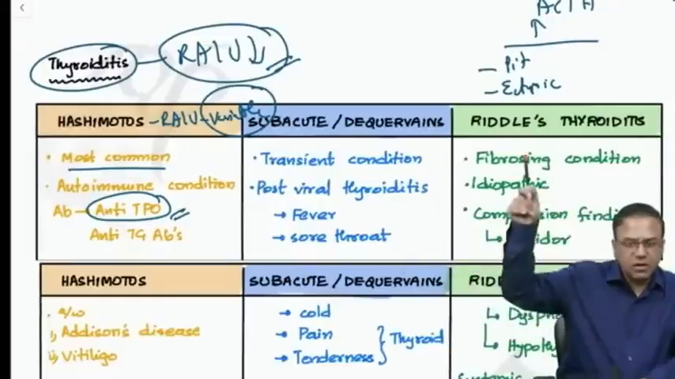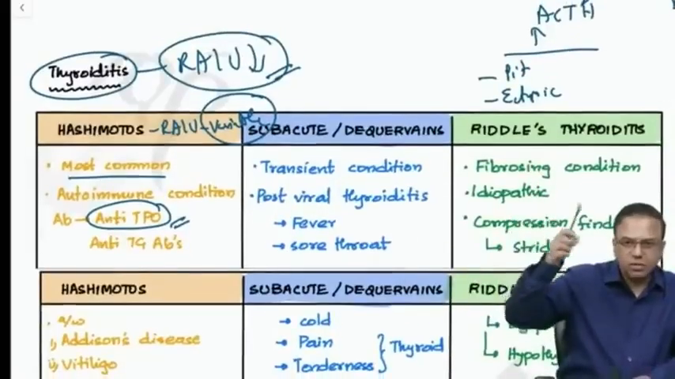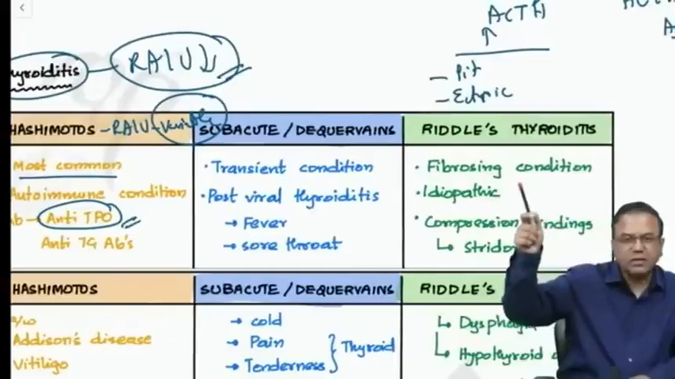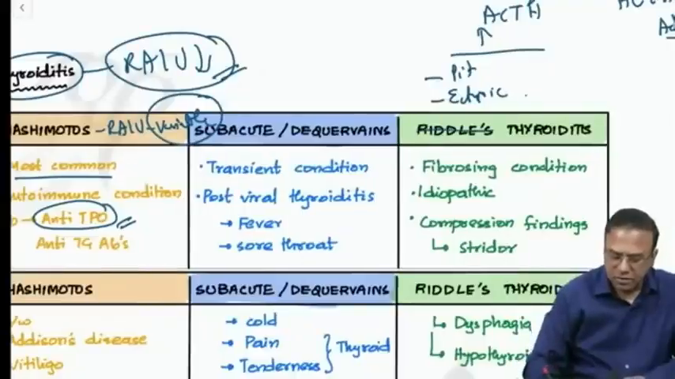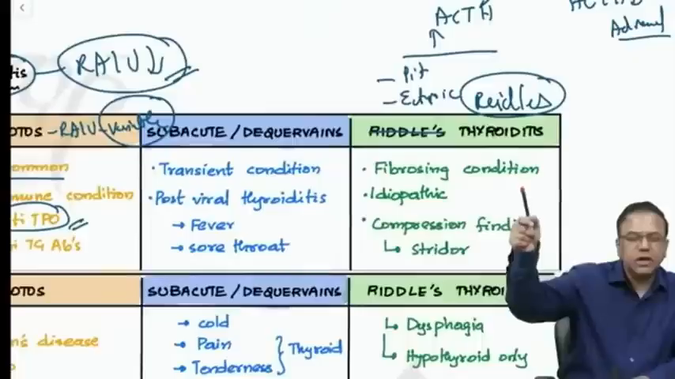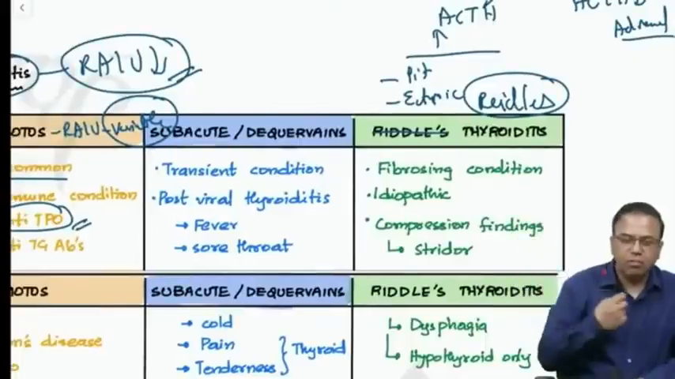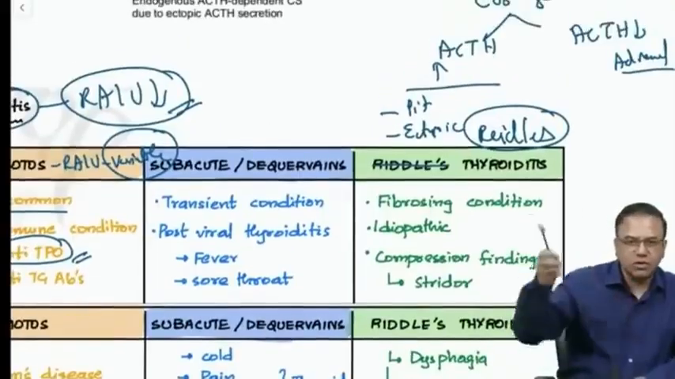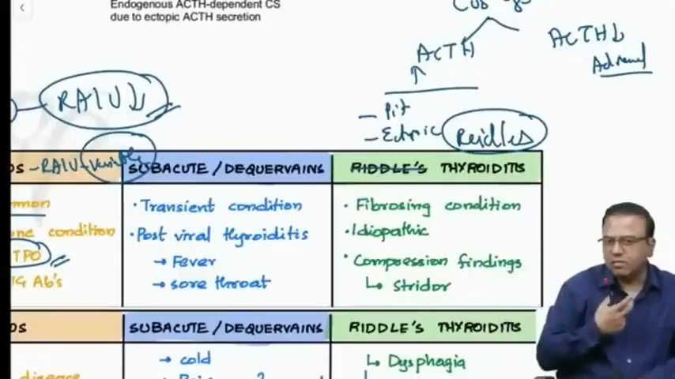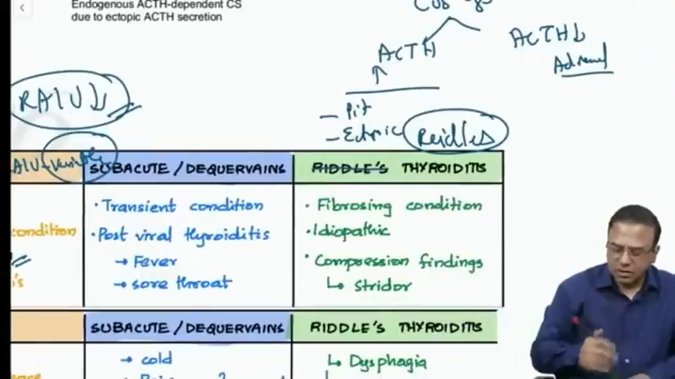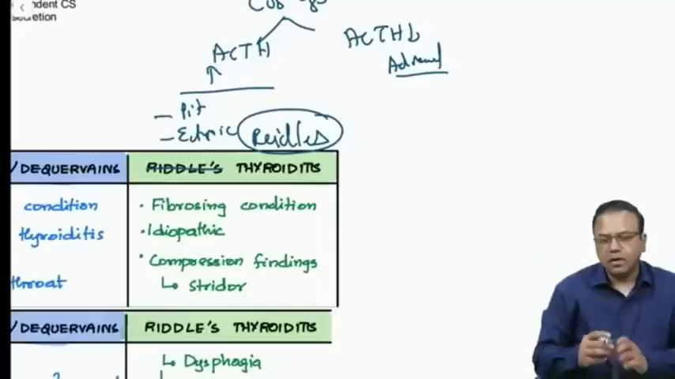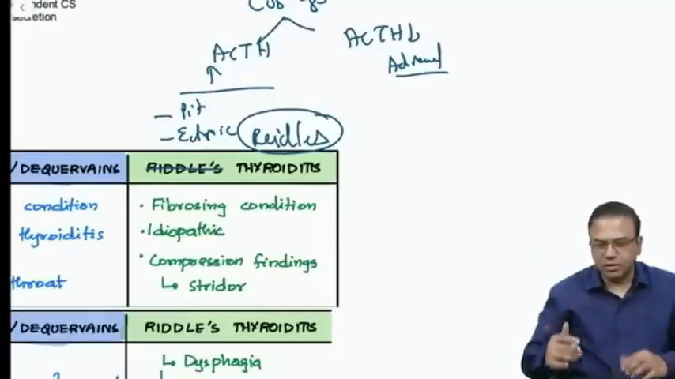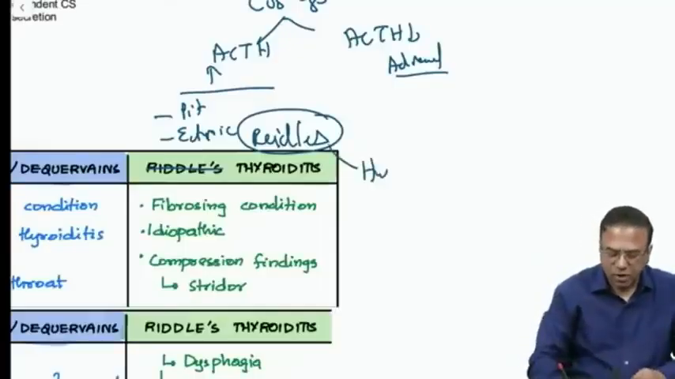Among these three, this condition looks like cancer. Because it's got fibrous tissue, it mimics cancer. So sometimes they'll ask you in an exam, this is not Hashimoto, this is Riedel's: how do you differentiate Riedel's thyroiditis from malignancy? Both will be hard in consistency because this is fibrous tissue, and cancer also can be hard in consistency. And the logic here is, Riedel's being a fibrotic condition, it is diffusely damaging the entire thyroid. So patients invariably will be hypothyroid.